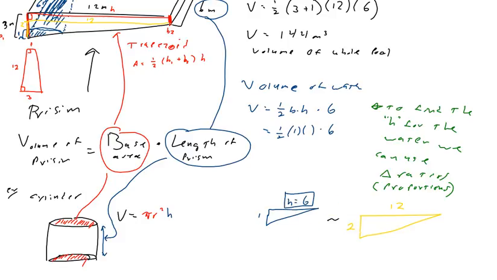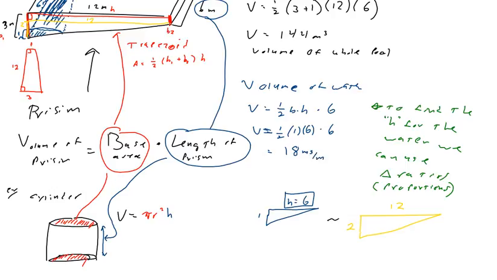So my area of the triangle, I know my height is 6. I can use that to find the volume of the triangle. 1/2 of 1 times 6 times 6. 6 and 6 is 36. Half of 36 is 18 cubic meters.